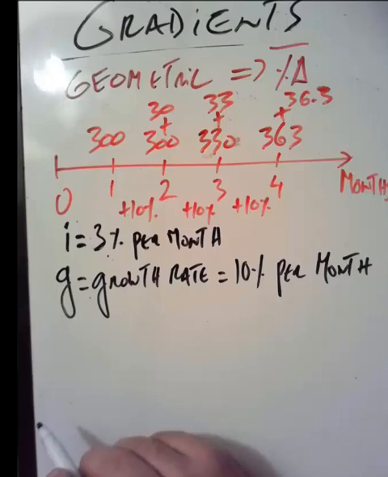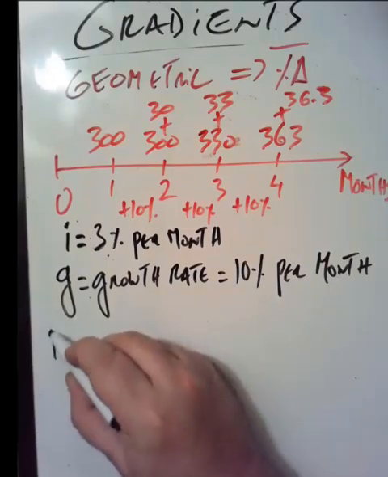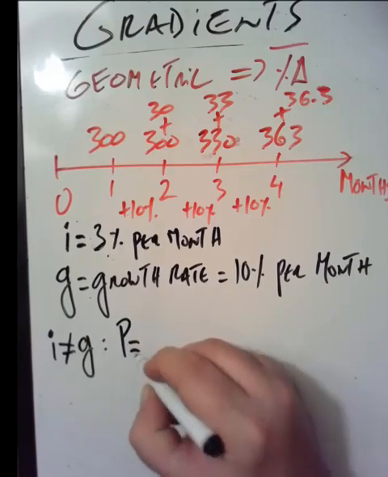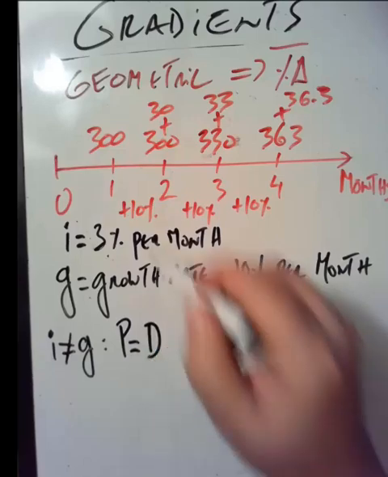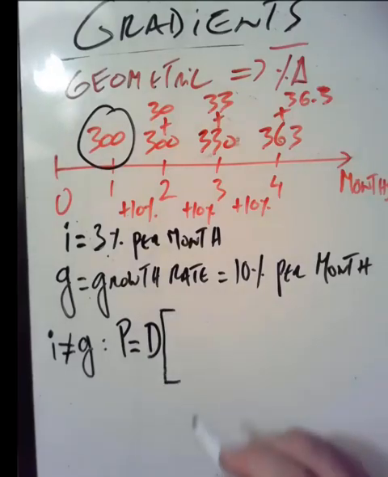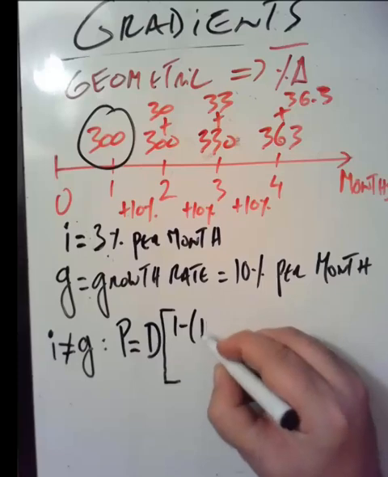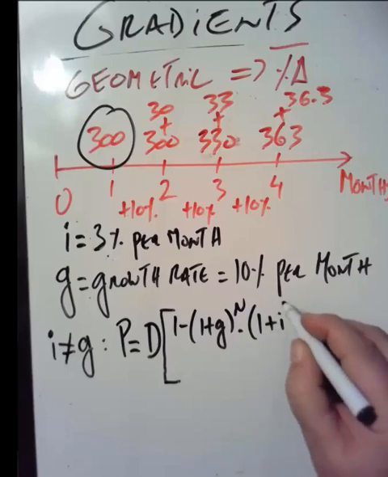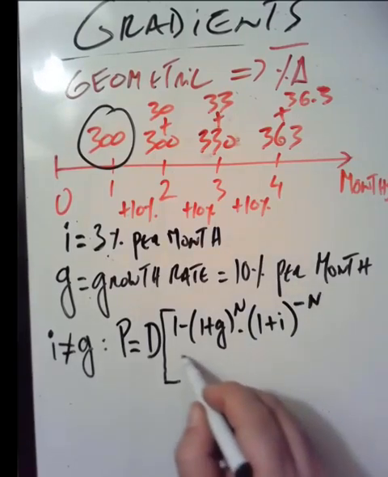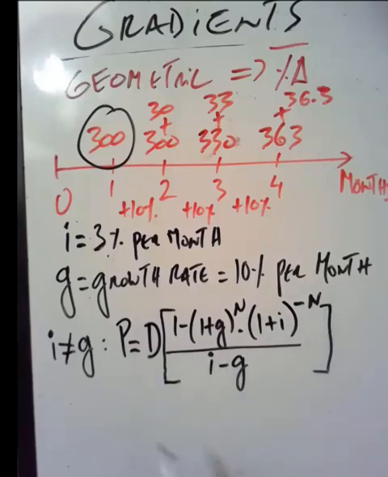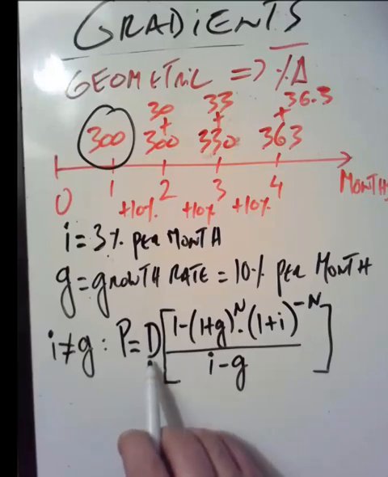Now we have 2 cases, as highlighted on page 18. If the interest rate is different than the growth rate, this is the formula to use. Present value is equal to, they use the letter D for the starting value of the series, and then multiply that by this discount factor: 1 minus 1 plus the growth rate to the power of n times 1 plus the interest rate to the power of minus n, divided by the difference between the interest rate and the growth rate. That gives you the present value, where you plug the value at which it starts, so this will be 300.